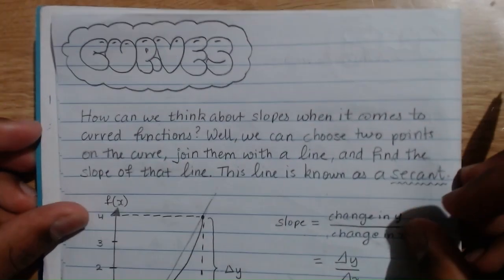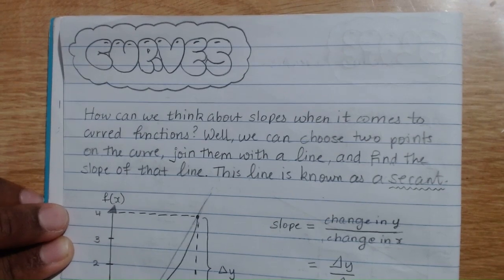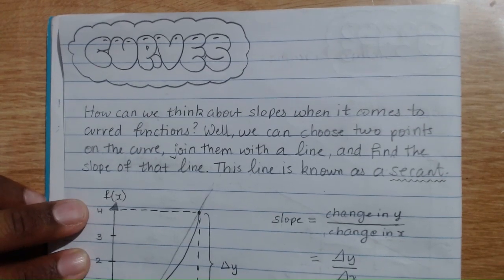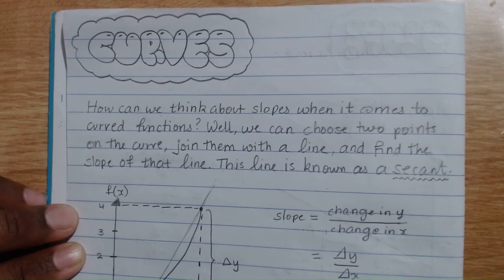All right, so now that we know about slopes, let's see how we can integrate slopes into curves. How can we think about slopes when it comes to curve functions? Well, we can choose 2 points on the curve, join them with a line, and find the slope of that line. This line is known as a secant.